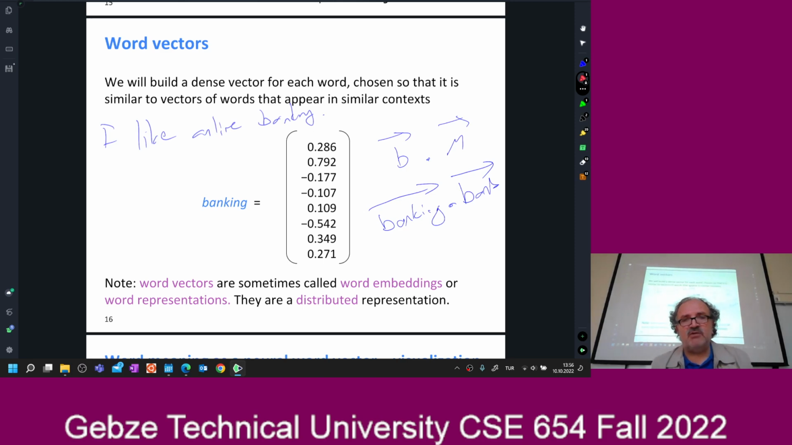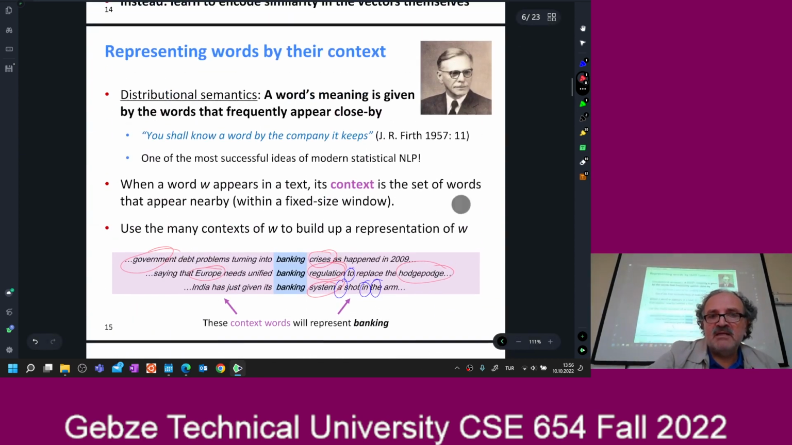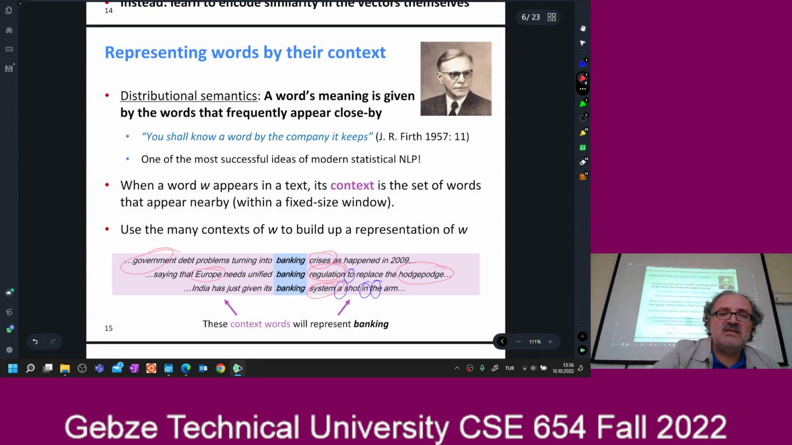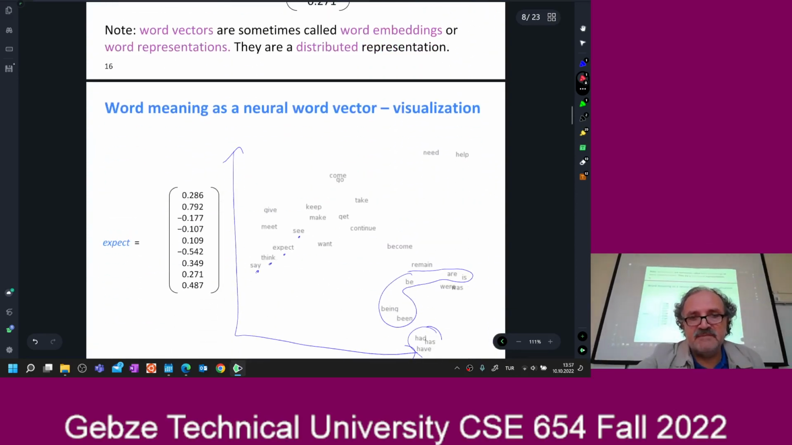Okay, so we already talked about it. And the reason why we call these kind of vectors distributed representations is that this is a distribution of how many times banking and government happen together, distribution of how many times Europe and banking happen together. So this distribution will give us the context. These are the main motivations for our distributions.